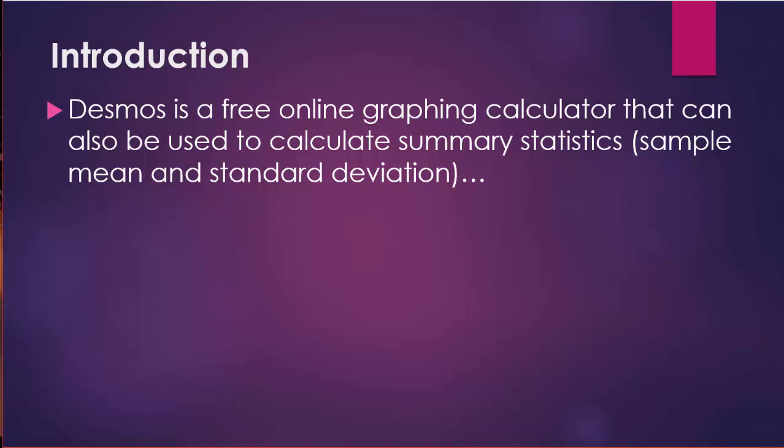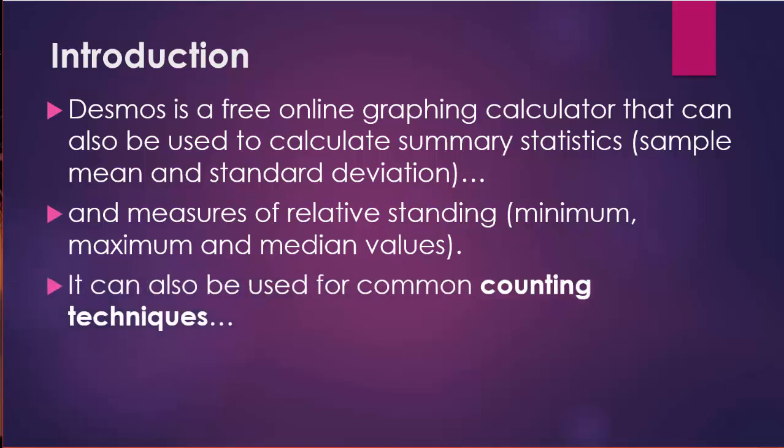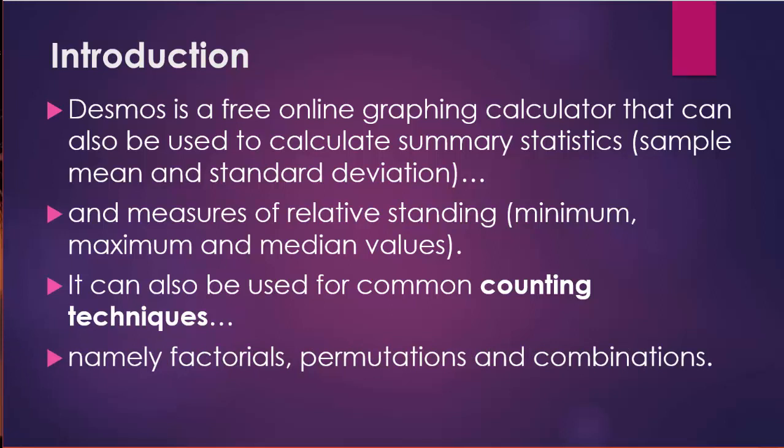For example, summary statistics, like computing the sample mean and sample standard deviation. It can also be used for measures of relative standing to find a minimum value, a maximum value, and the median value in a set of discrete data. But what we want to do is to concentrate on the counting techniques, in particular, factorials, permutations, and combinations.